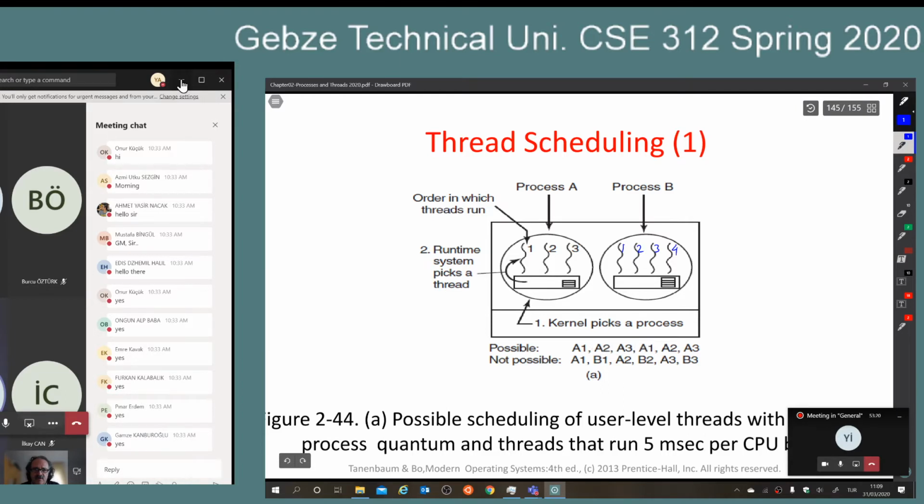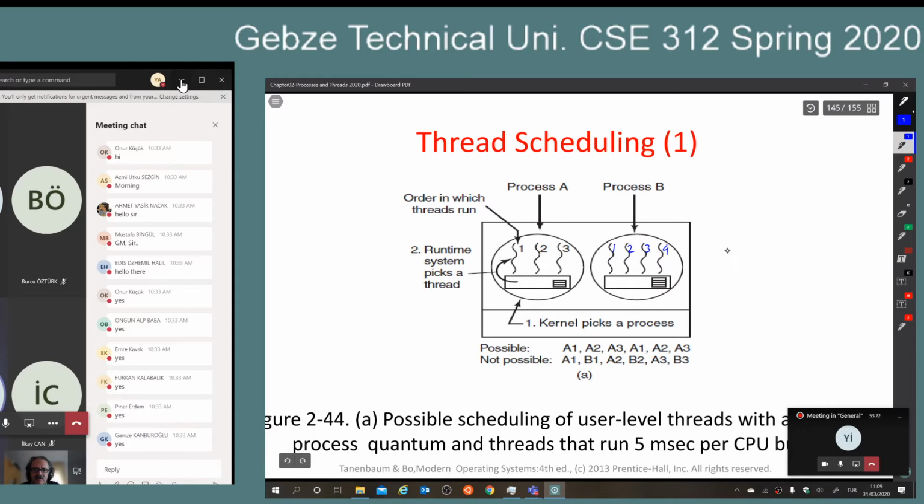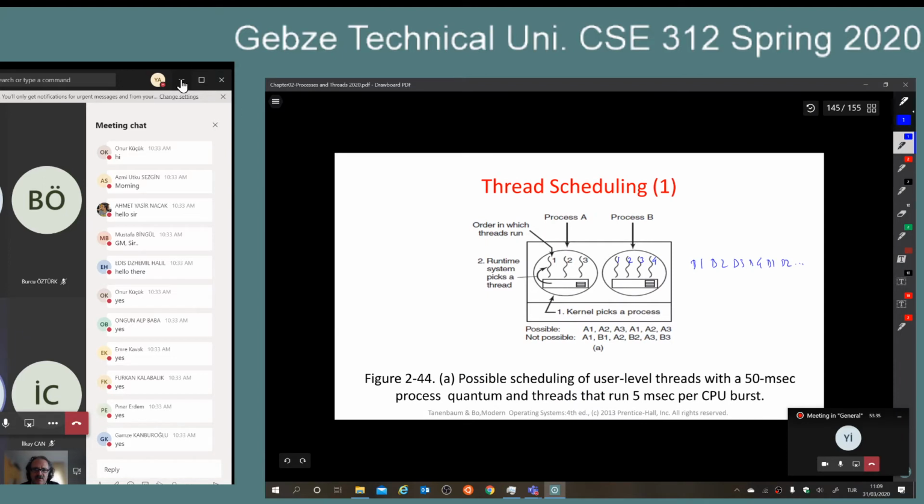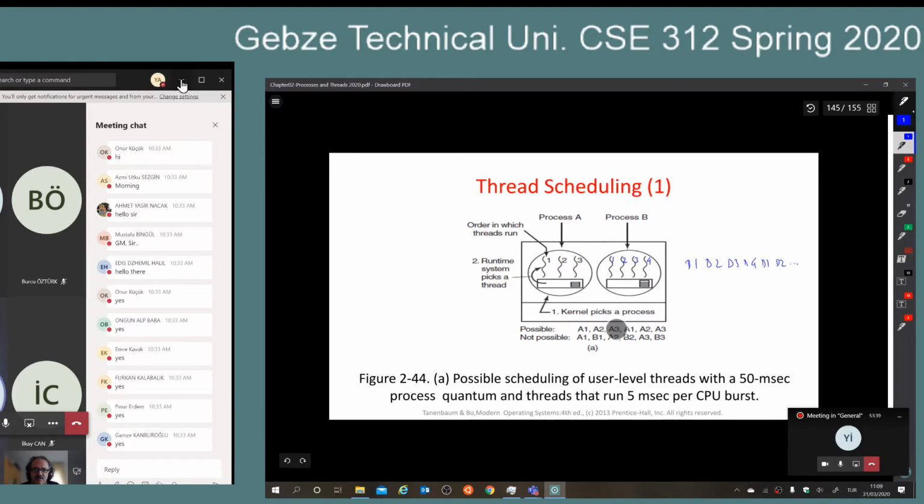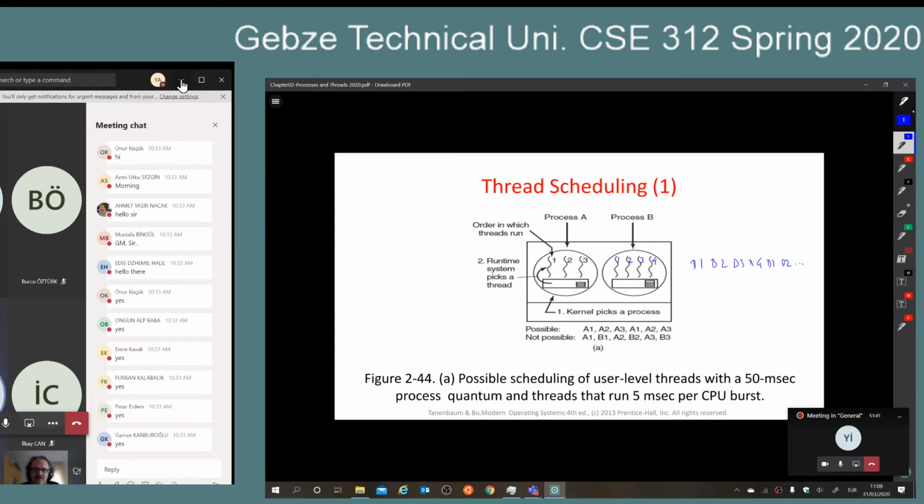When I say process B is going to run, then in that case I will say B1, B2, B3, B4, and B1 and B2 again. Okay, so with the kernel level threads, the upper part is possible, but the lower part is not possible.